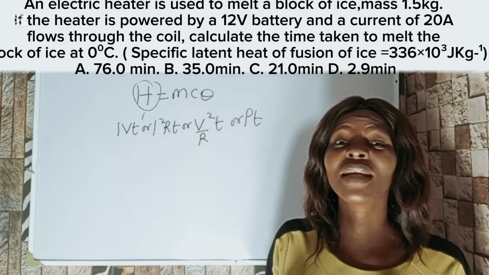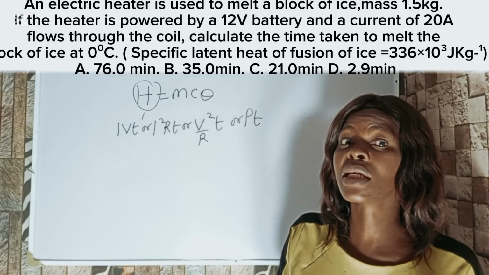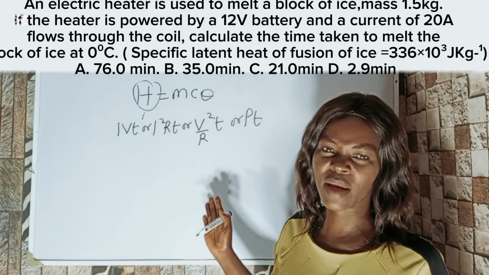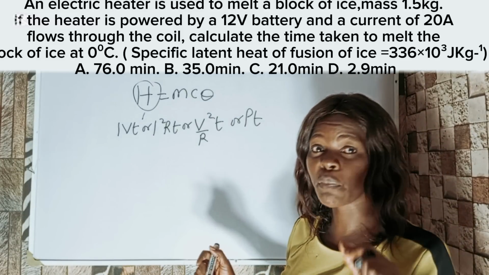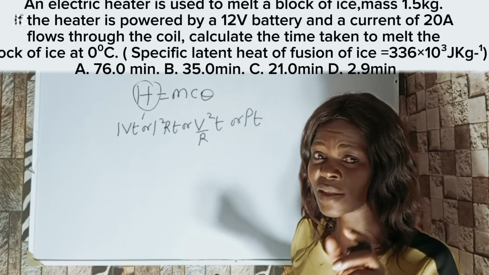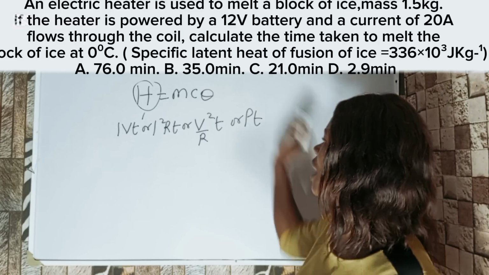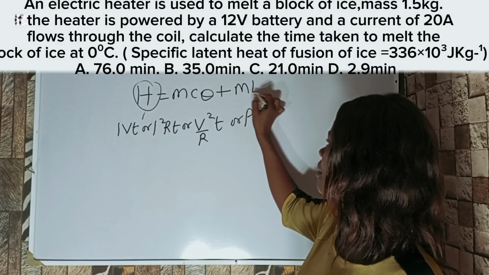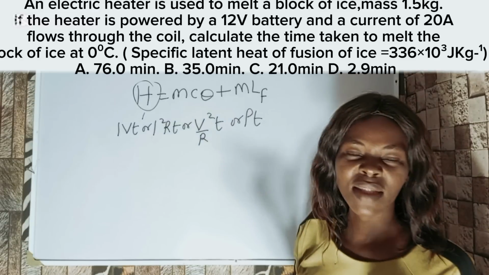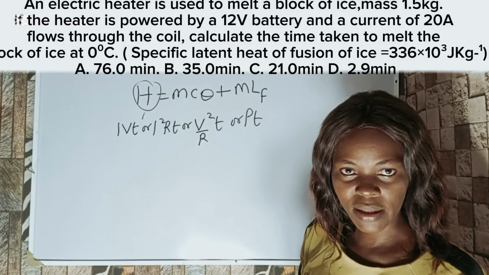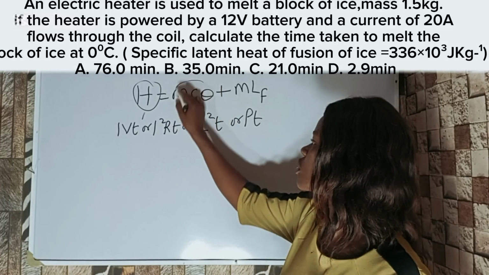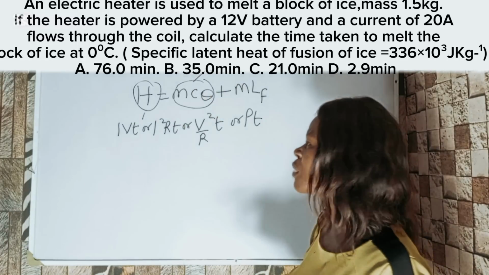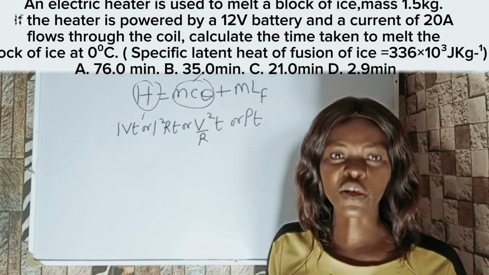So depending on the parameters given in this particular question, that will give us a leading way on what to do. Alright, so we can say it is equal to MC theta, but in this concept, the temperature remains the same. So the temperature of ice or melting ice is 0. So everything here turns to 0. So we have plus MLF, that's latent heat of fusion, right? So now everything here changed to 0, because the temperature of ice is 0.